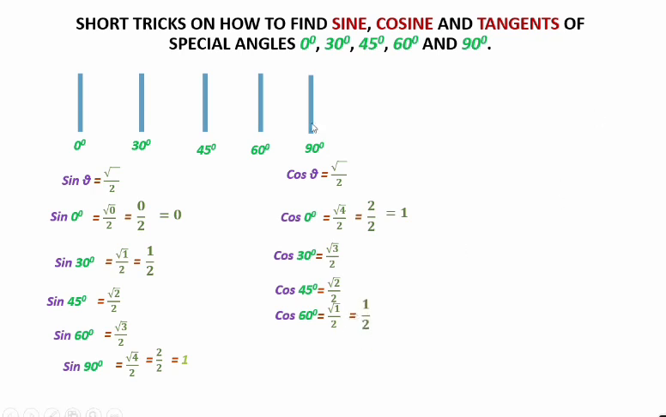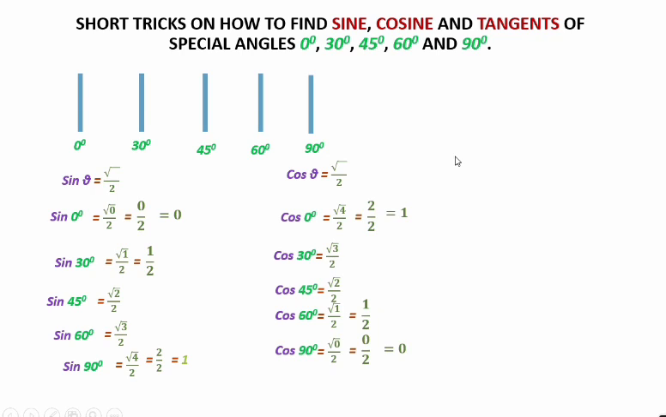So for 90 degrees, cos 90 degrees, count the number of bars from the right before 90. So there are no bars. So that gives us 0. So that's going to be square root of 0 divided by 2, which is equal to 0 divided by 2, and that gives us 0.